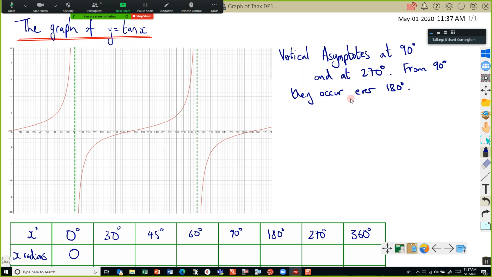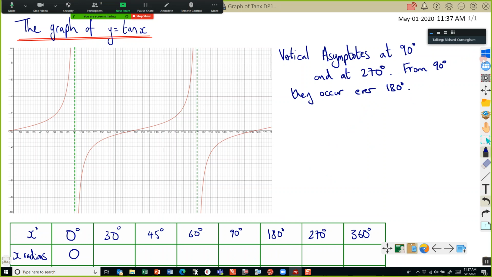Right. So our graph, y equals tan x, as it gets closer to 90, the graph keeps increasing, okay? It keeps getting higher and higher. It never actually reaches it.